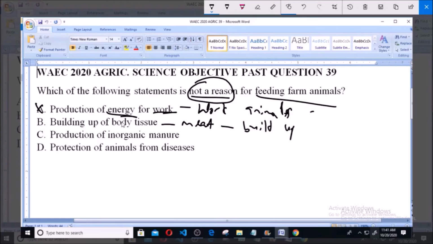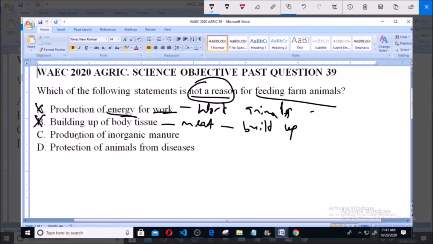The body tissue needs to be built up, so the animals have to be fed in order for the body tissues to build up, so that you can have enough meat from that animal. So it is a reason why farm animals are fed, and it is not the answer to this question.